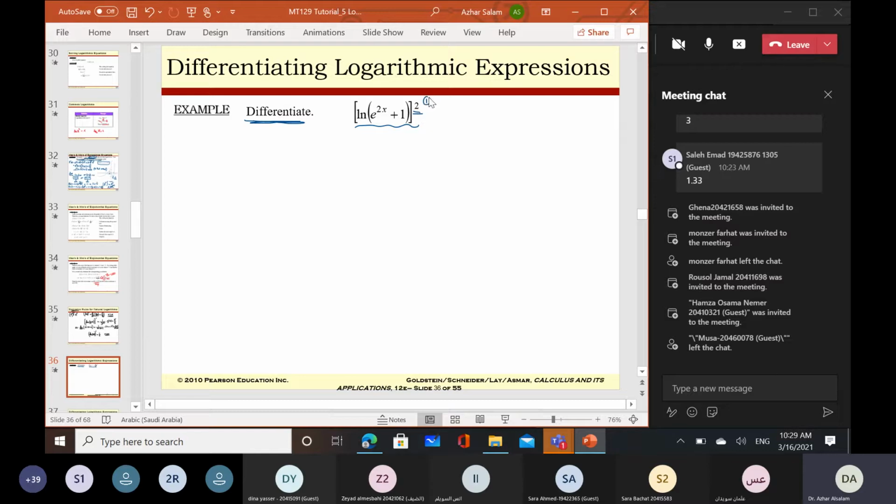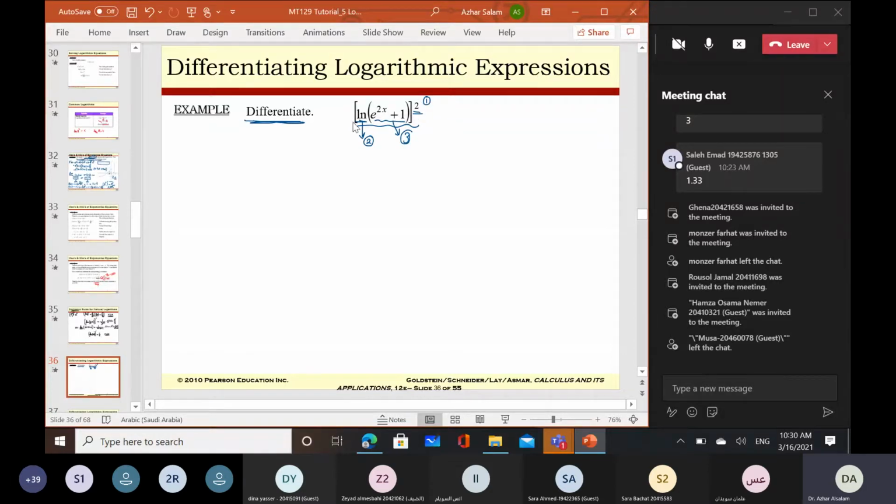Okay, I will differentiate the power first. Then the second part is the logarithmic function. Okay, then after differentiating the power, I will differentiate the logarithm. Okay, this is the second function. Then I will differentiate what is inside the logarithm. This is the third part of the function. Okay, so I begin from the outer function.